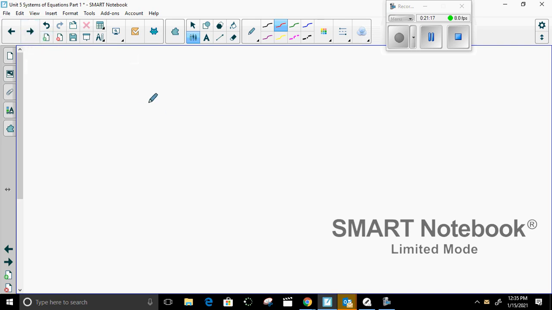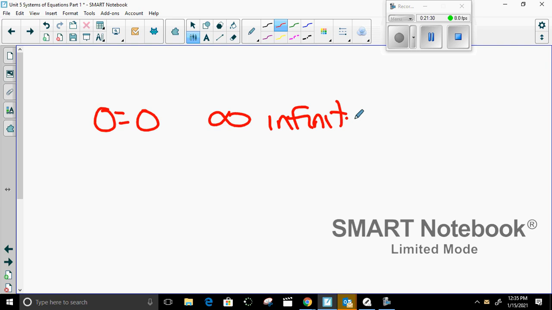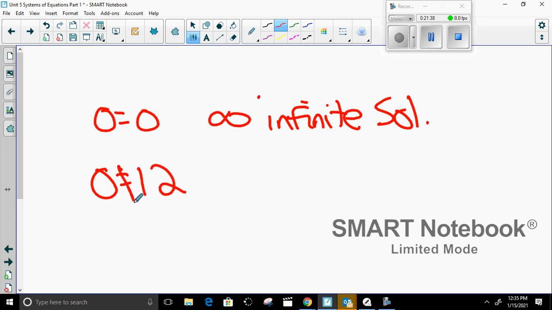Remember, if your variables disappear, because that may happen in some, and say you're left with 0 equals 0, it's true. So your answer would be infinite solutions. That would be if you had the same line. If your variables disappeared and you're left with 0 equals 12, well, no, that's not true. So that would be no solution. So just a little refresher there.